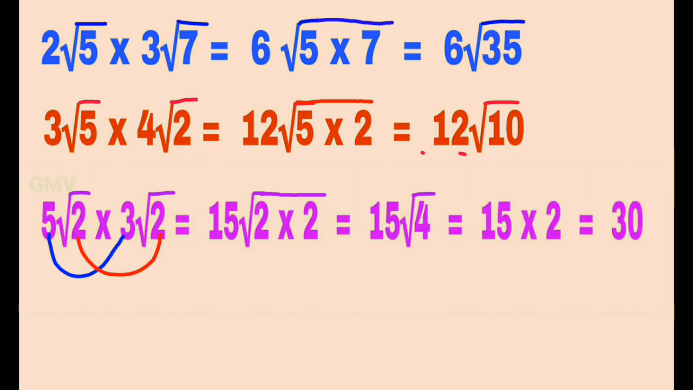See the third example. 5 root 2 into 3 root 2 is equal to, 5 and 3 are outside the root. So 5 3s are 15 and under the root 2 into 2 is equal to 15 root 4. So 4 is under the root. So root 4 is nothing but the value is 2. So we get 15 into 2 is equal to 30.